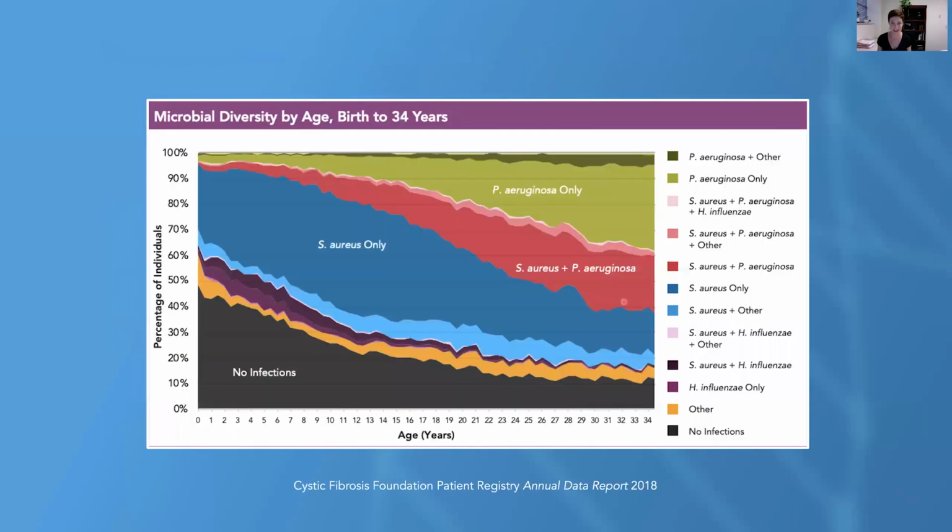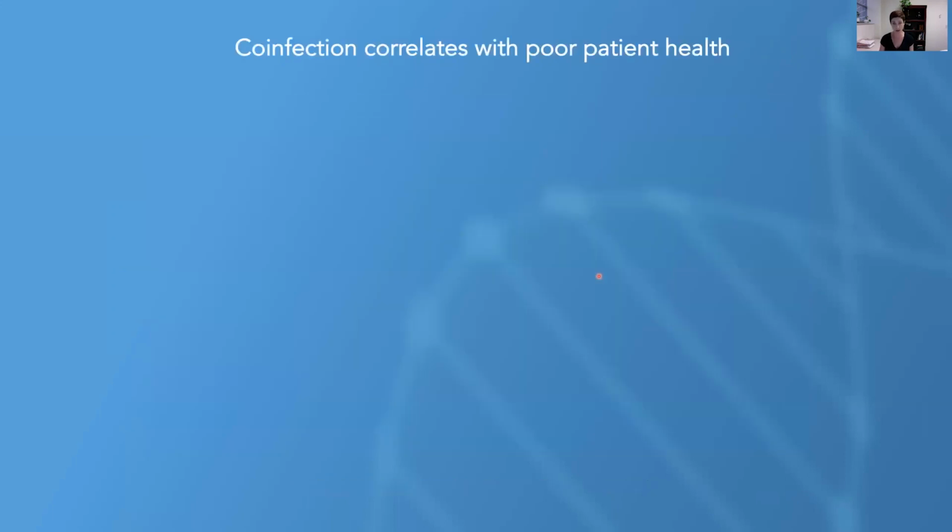And now if we look at the CF registry data, again, there are new data for the 2018 registry report showing that Pseudomonas and staph infections are indeed quite common, and they also increase with age. And you can see also dual infections on this report for multiple other organisms. So why do we care that Pseudomonas and staph infections are really common in patients? Does this influence outcomes for these patients to be co-infected with these organisms?